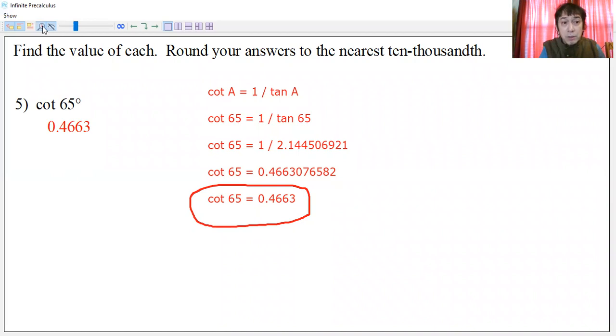0.4663. You can check the answer near the question or the given requirement. Okay. Cotangent 65 is 0.4663. You can see it over here. There. That's the answer.